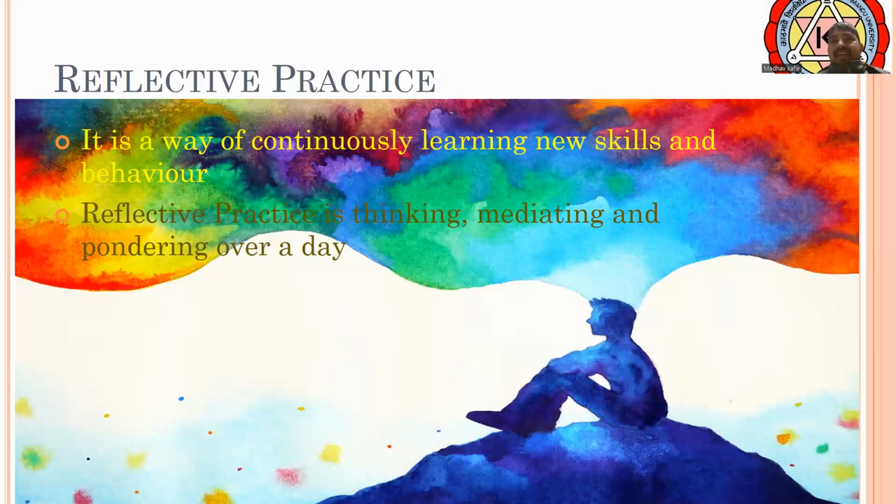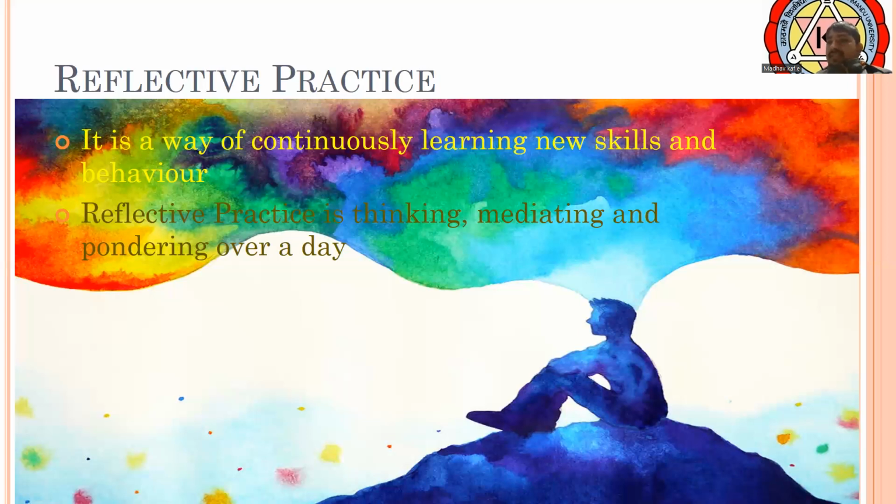Next one is ways of reflective practice. Two philosophers, John Dewey and Donald Schon, recognized three ways of reflective practice. The first one is reflection on action, the second one is reflection in action, and the third one is reflection for action.